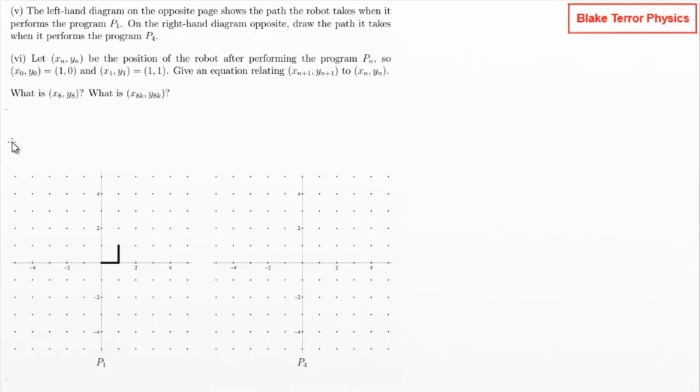I reckon trying to spot the pattern of the route might be worth it. In the last part, let that be the position of the robot after performing. So where does it end up? And then we need to get the end point. And then what? Oh, we're going up to P8 here. I reckon we need a pattern. Otherwise, these are going to be really horrible. So let's try and find a pattern of what's happening as we're putting these together.